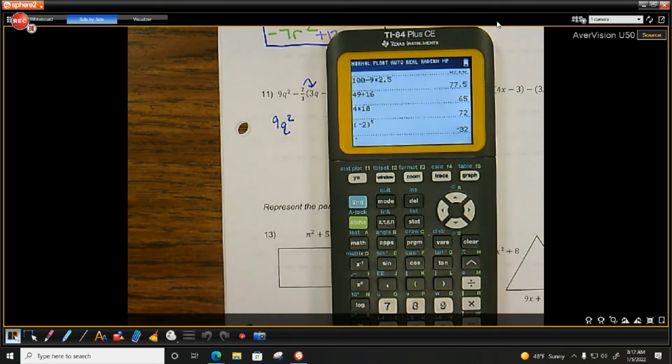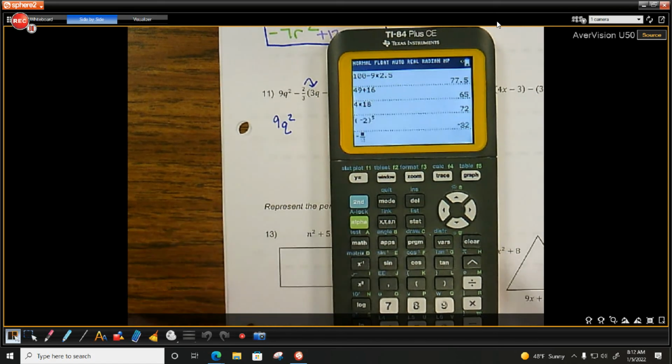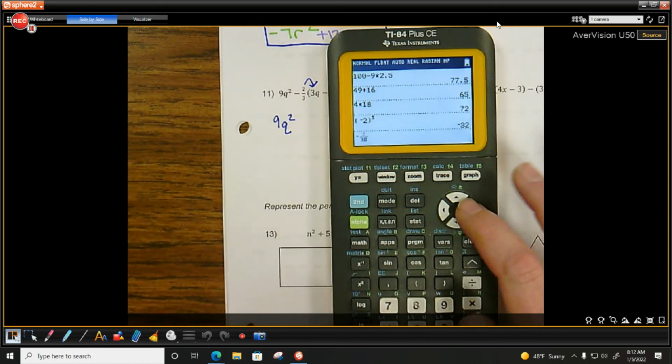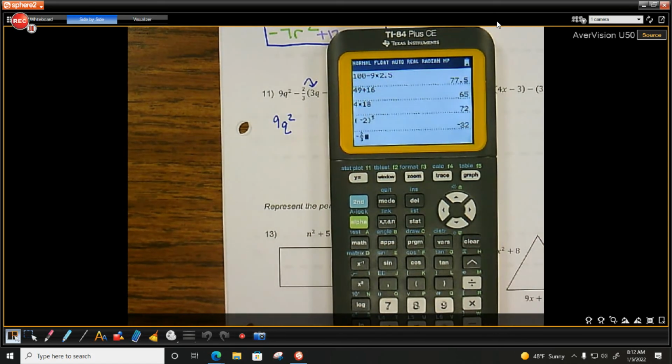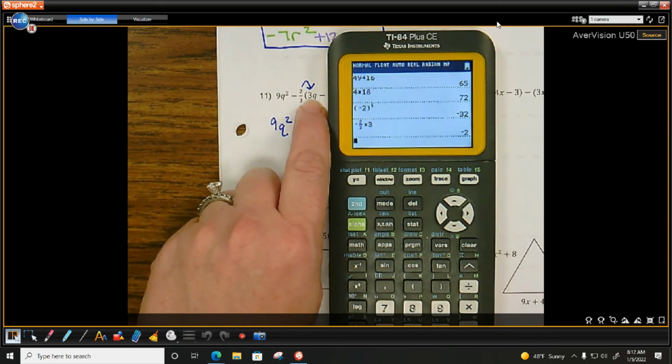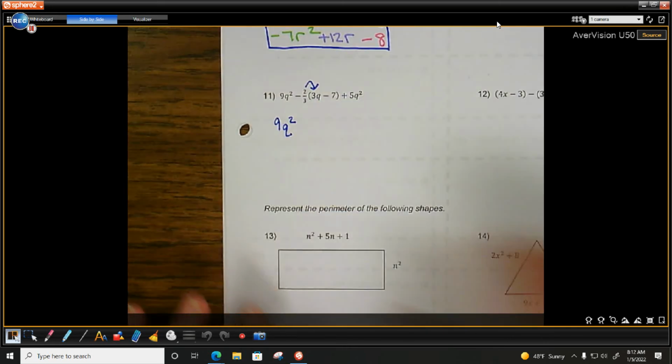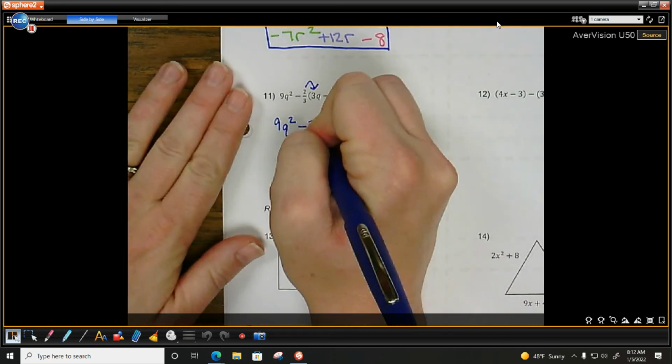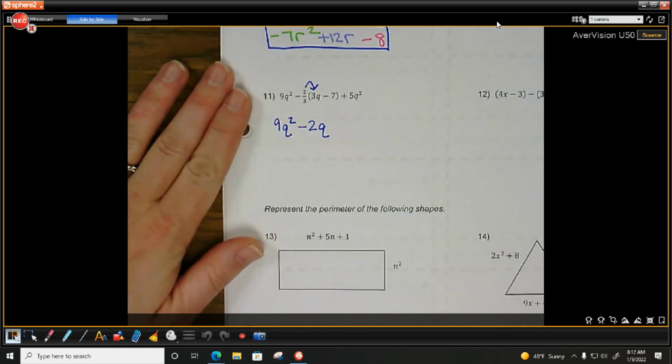Alpha, y equals enter. 2/3, and then arrow over, times what? 3. And I get negative 2. And it has what variable? Q, so negative 2q. Now let's talk, some of us might actually want to know why that's negative 2q.